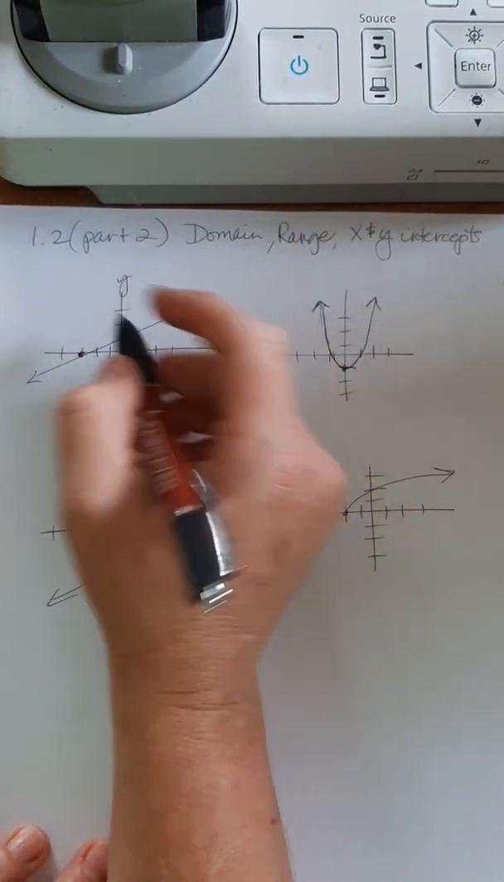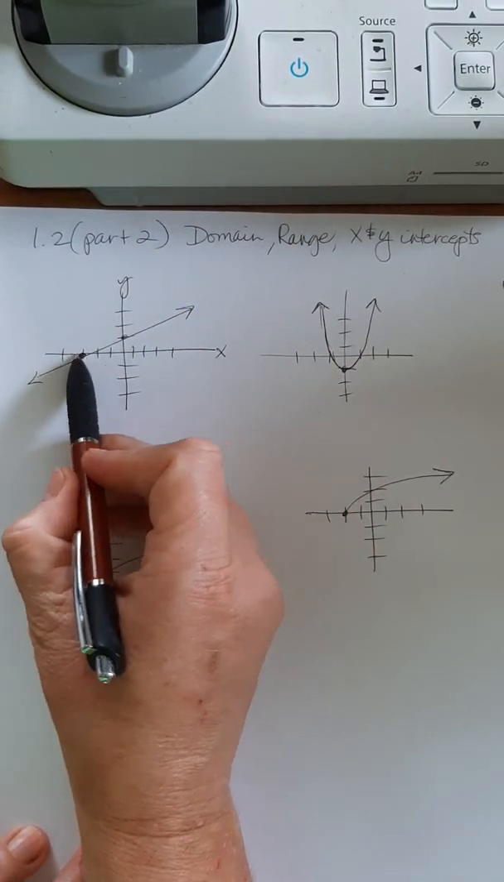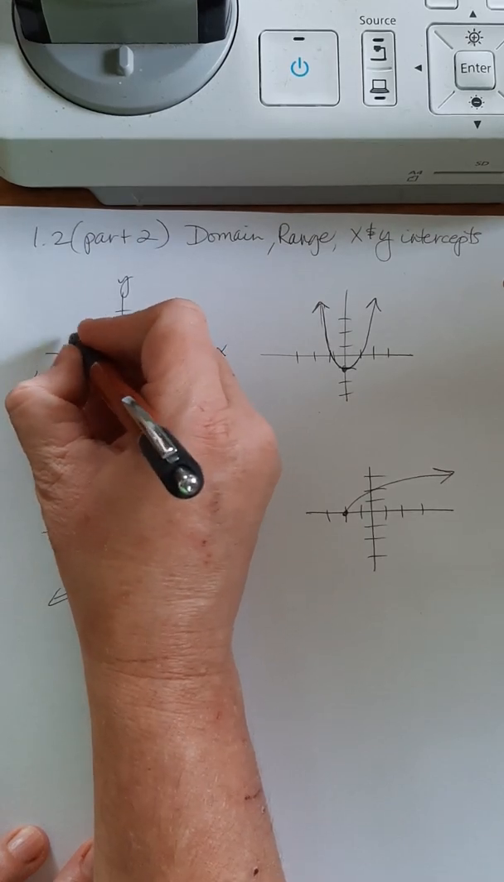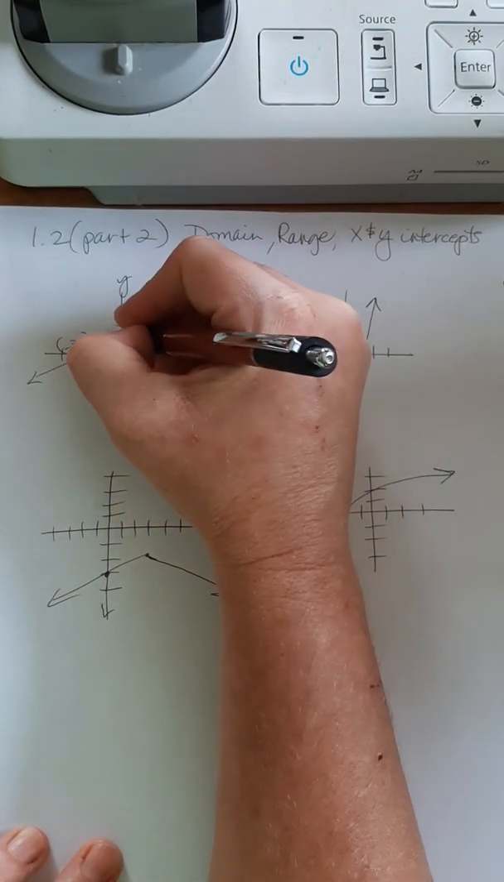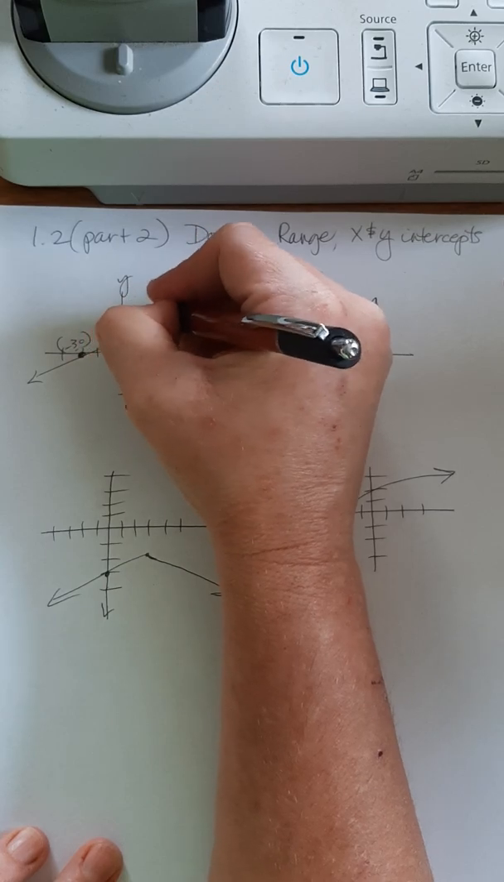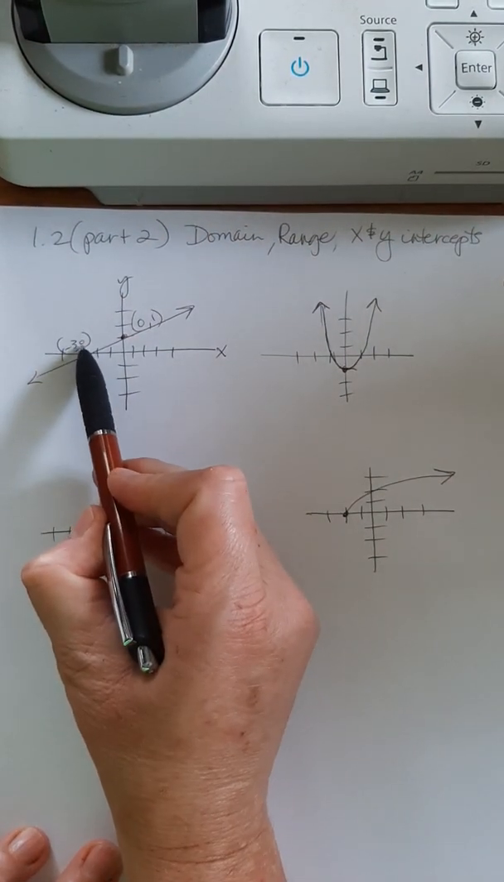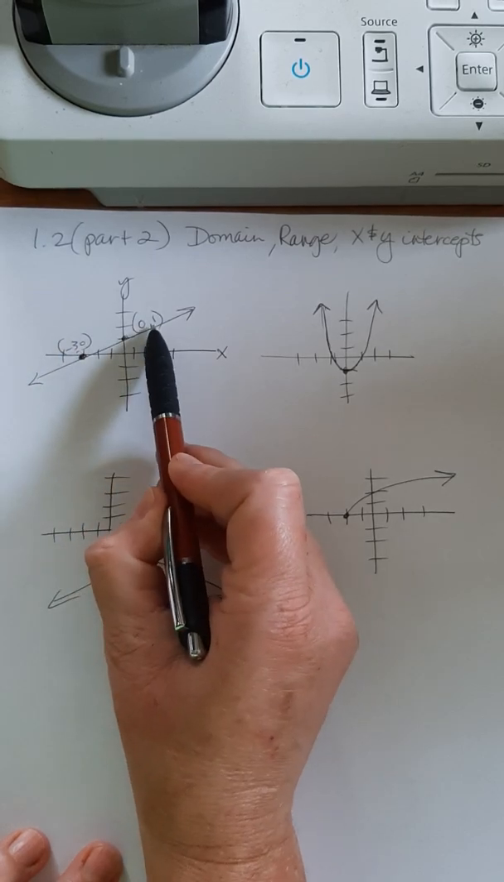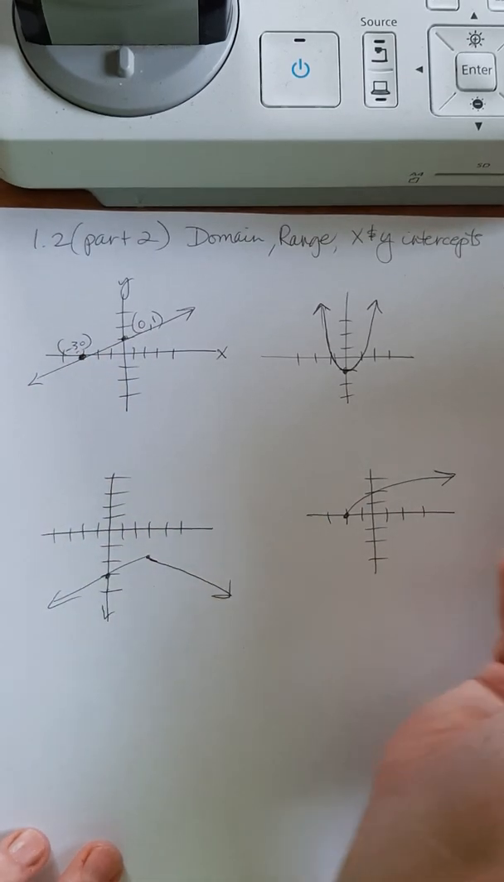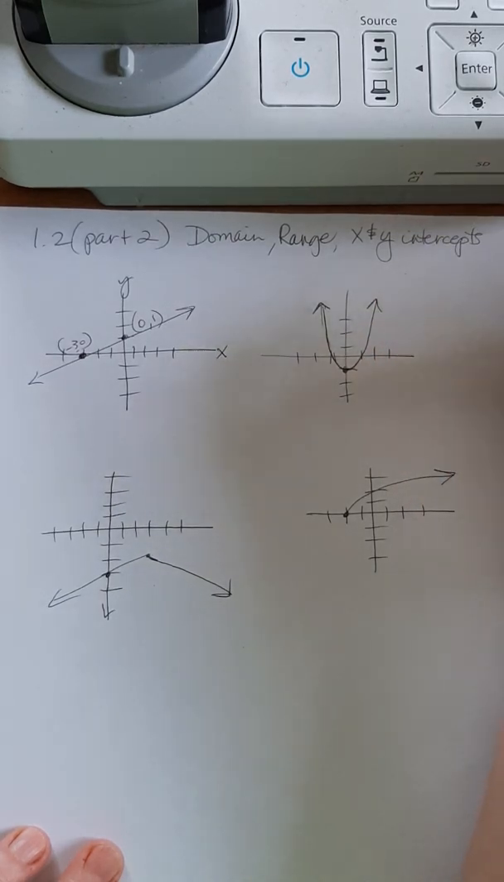So like this one, your x-intercept would be -3, 0. Your y-intercept, 0, 1. Notice how your x-intercept, the y is always 0. The y-intercept, the x is always 0. You can have more than one.